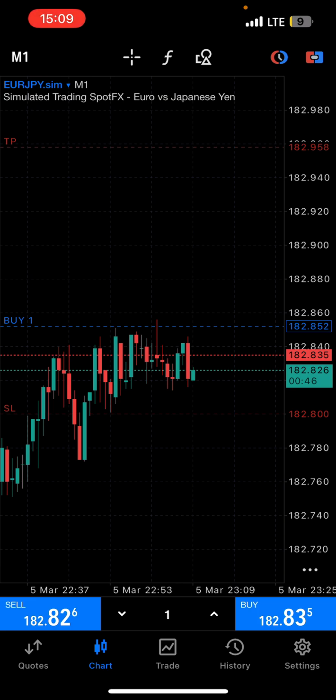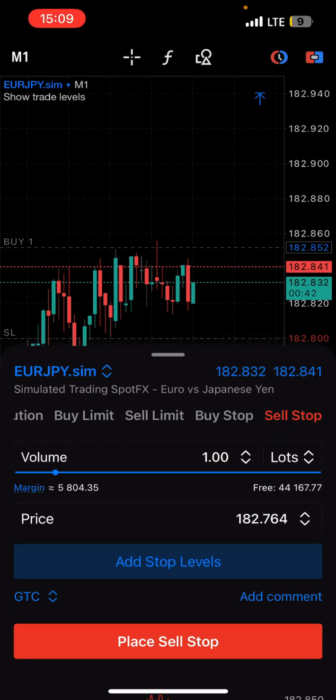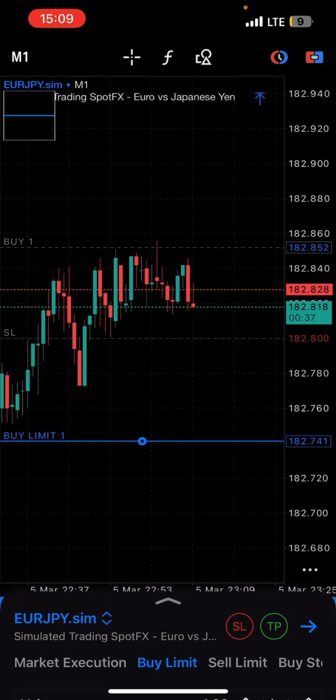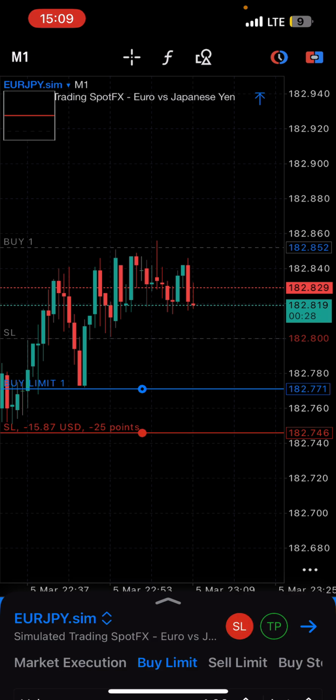So that's the way that you take a trade. It's really simple. If you think price is going to come down and then it's going to go back up, that's what your limit orders are for. Buy limits are for price coming back down and then buying back up. Sell limits are for price going up and then selling back down. And it's the same concept.